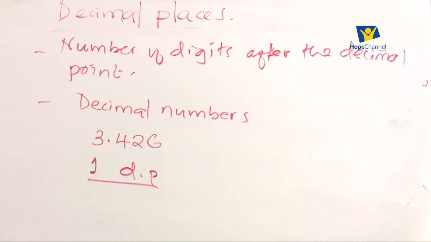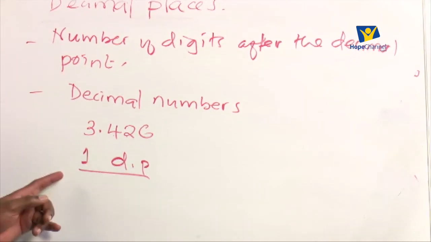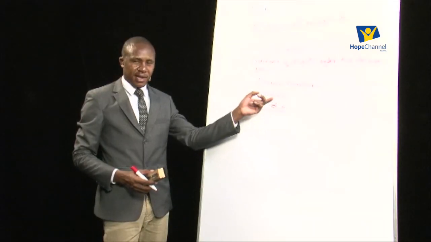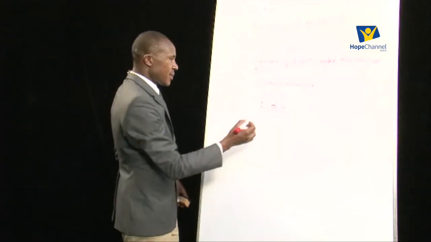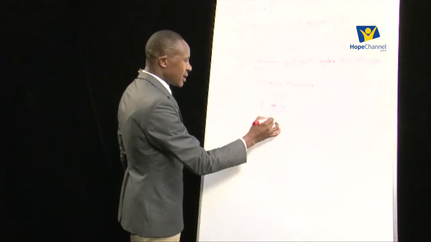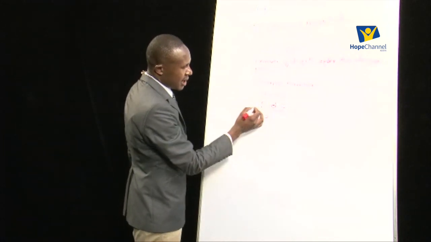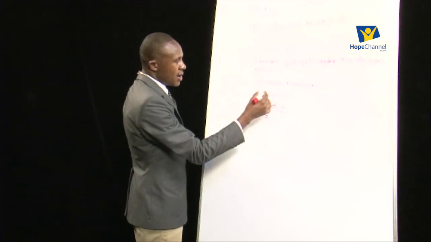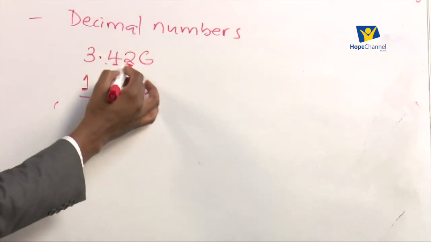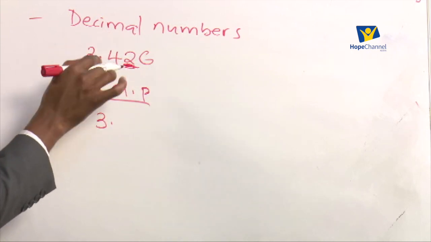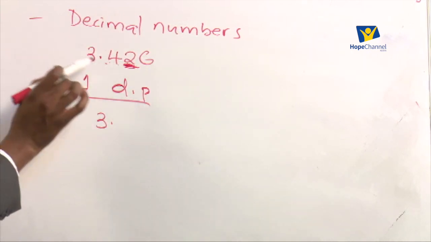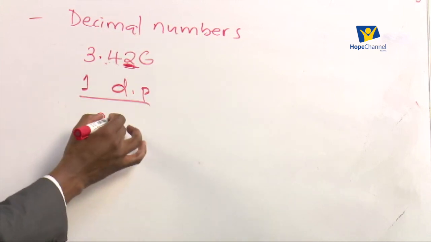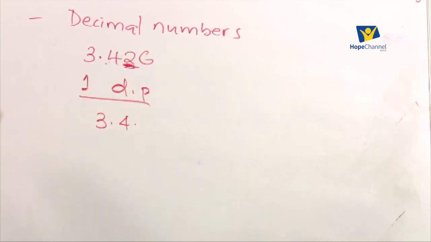What do we do? If we are writing it to 1 decimal place, it simply means we want only 1 figure after the decimal point. So we shall be having 3 point. Now if we want 1 decimal place, that's 1 figure after the decimal point, we have a 4. We consider what is coming after 4. If it is 5 or more, we add 1 to 4. If it is less than 5, we just drop it. So we have 3.4 as the answer.